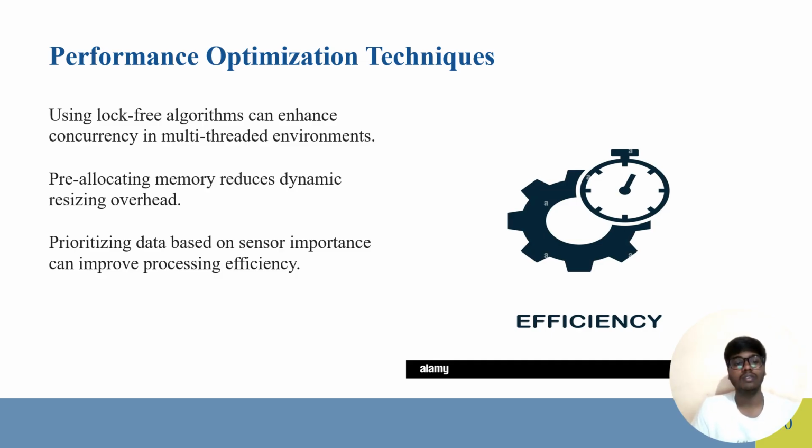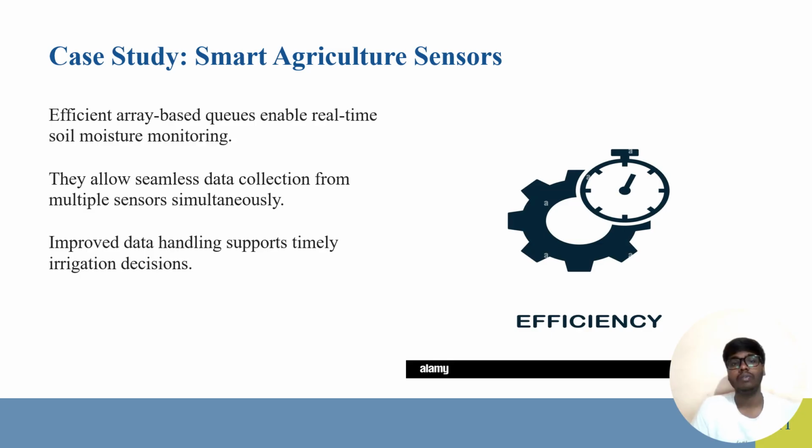And now let us see a case study, which is smart agriculture sensors. Here we have IoT devices which are smart agriculture sensors. Efficient array-based queues enable real-time soil moisture monitoring. Here we are monitoring the soil moisture, where they allow seamless data collection from multiple sensors simultaneously. Improved data handling also supports timely irrigation decisions.